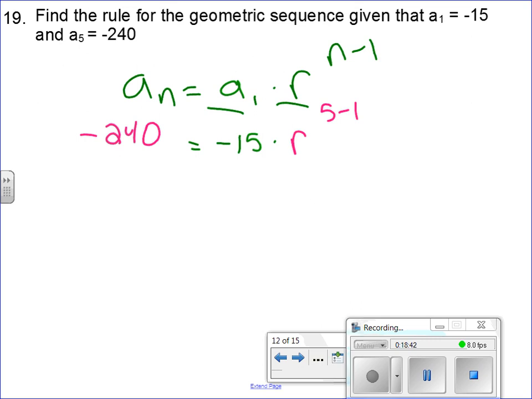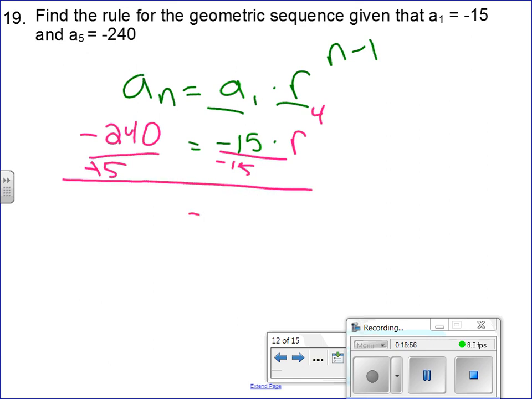What's 5 minus 1? 4. Please, somebody that's on video. Oh, it is. All right, we're going to divide both sides by negative 15. Ryan, nobody will see it because, as you said, I only have 2 subscribers. All right, so negative 240 divided by negative 15. Can you figure out what that is?